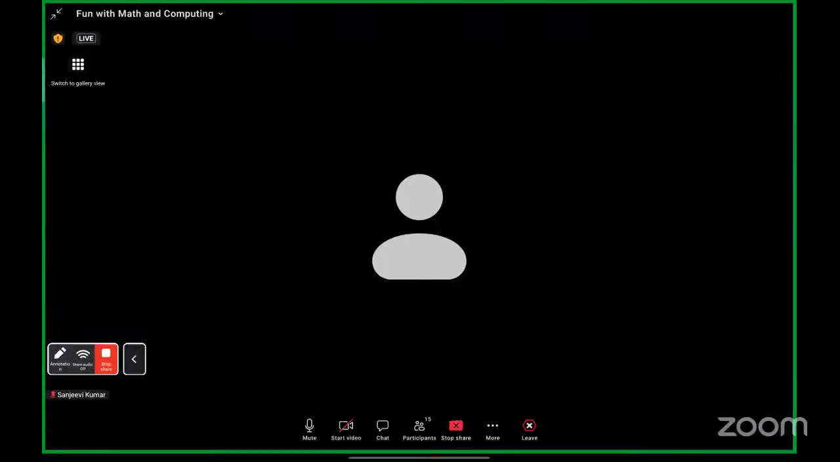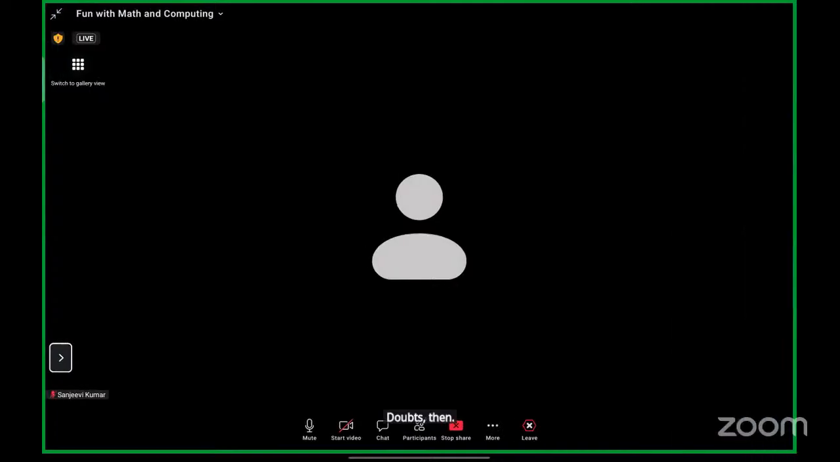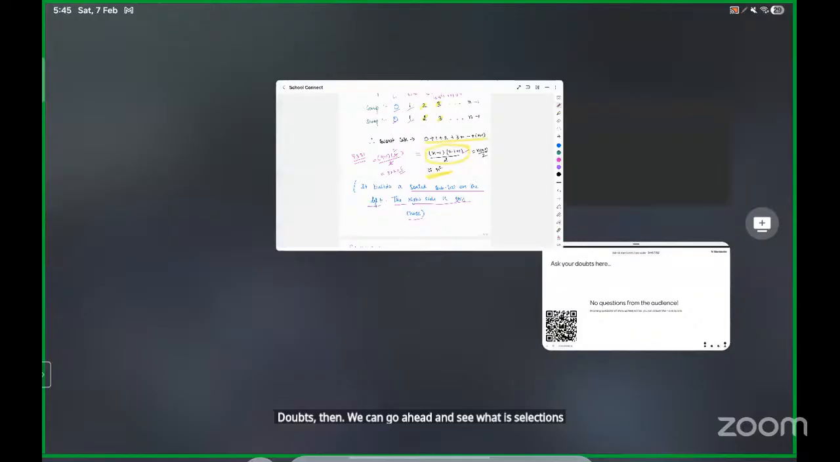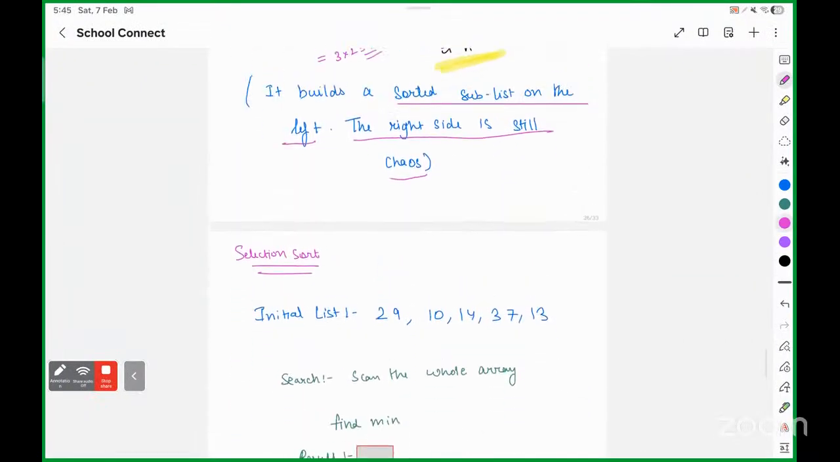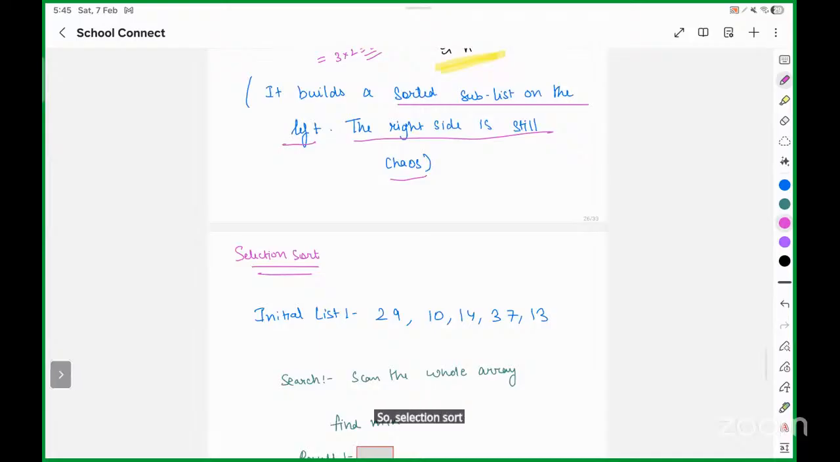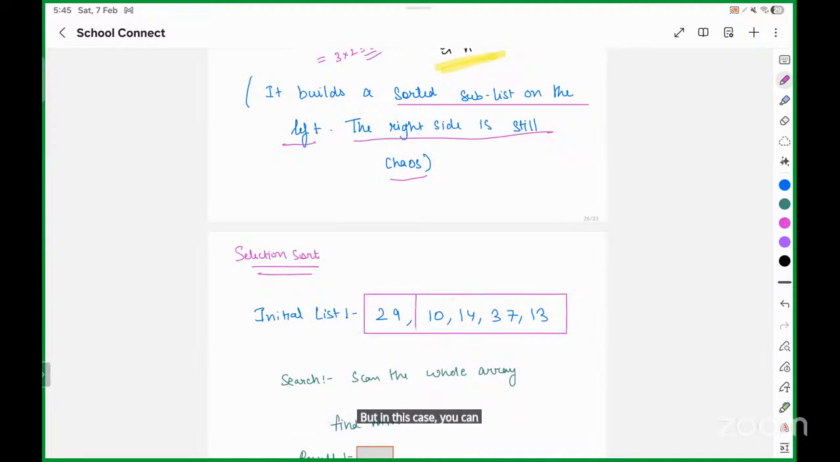Okay, if there are no doubts, then we can go ahead and see what selection sort is. Now you can see the whole array in this case. Before, you couldn't see the whole array, you were seeing just the second number. But in this case, you can see the whole array, and now you have to sort this.